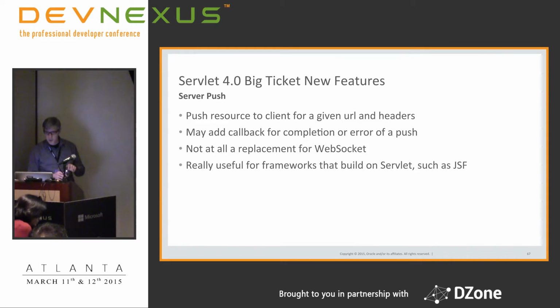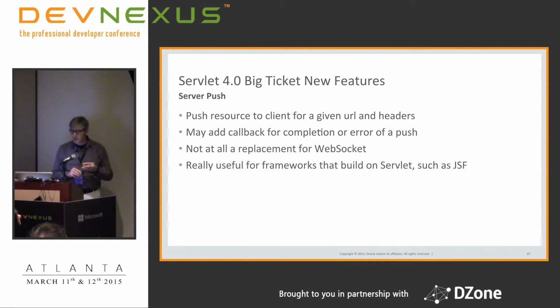Now we come to server push. This is where I think the most accessible feature is. The idea is to push a resource to the client for a given URL and headers. And you may add a callback for the completion or error of a push. Again, it's not a replacement for WebSocket. And I think it's really useful for frameworks that build on top of servlets, such as JSF. So here's how that would look.